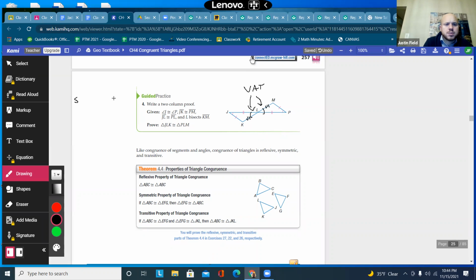All right, so let me just go ahead and try to prove this thing. So my given information is quite abundant. J is congruent to P. And then JK and PM. And then JL and PL. And then L bisects KM.